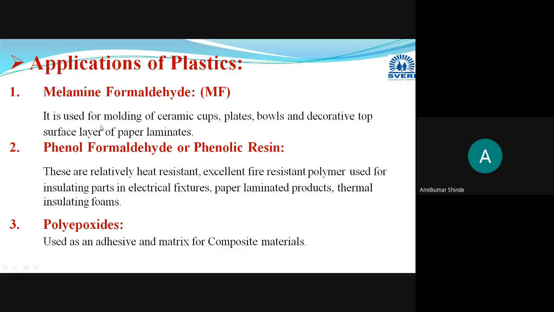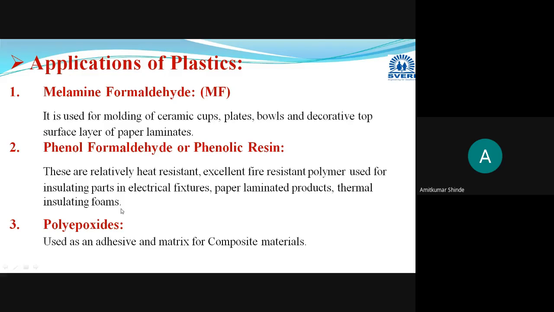And the next plastic material is phenol formaldehyde or phenolic resin. It is denoted by the letters PF, that is phenol formaldehyde, or phenolic resins or phenolics, they are denoted by the symbol PH, capital PH.